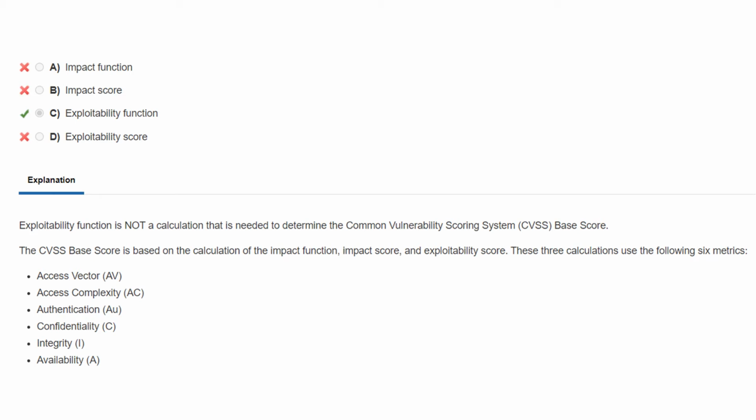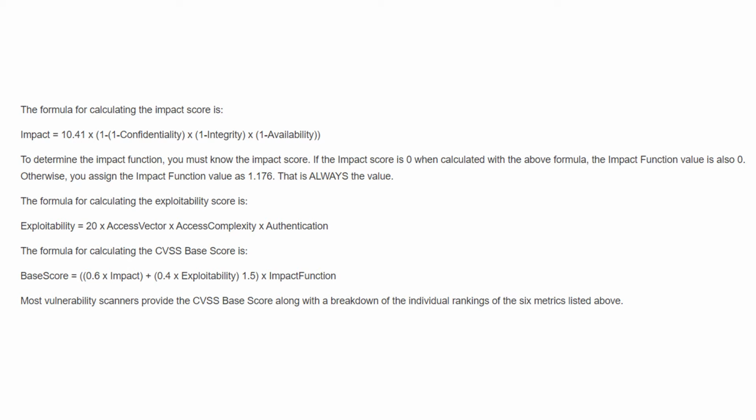These three calculations use the following six metrics: the access vector, or AV, the access complexity, or AC, the authentication, or AU, confidentiality, C, integrity, I, and availability, A. The formula for calculating the impact score is as shown here on the screen. There's also some information that might be important, but it's not necessary to pass the CySA Plus exam.